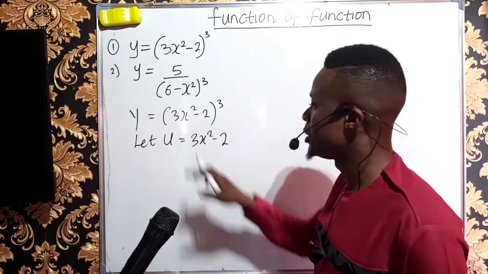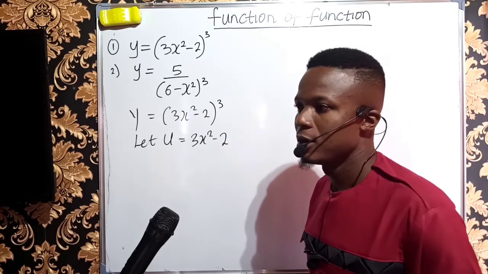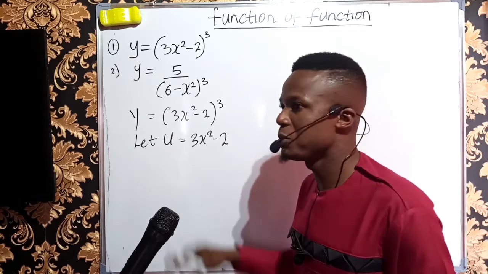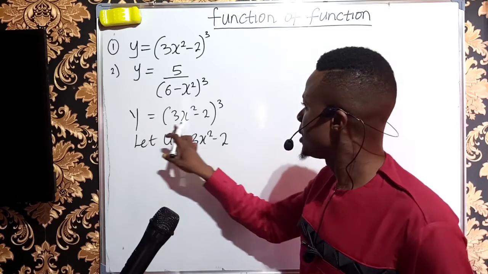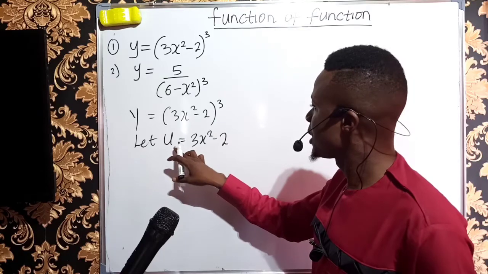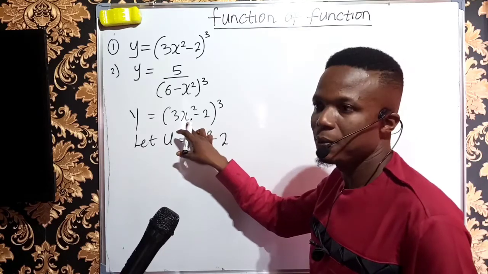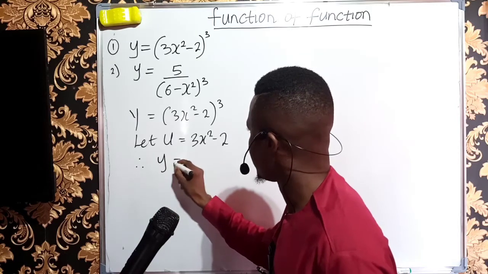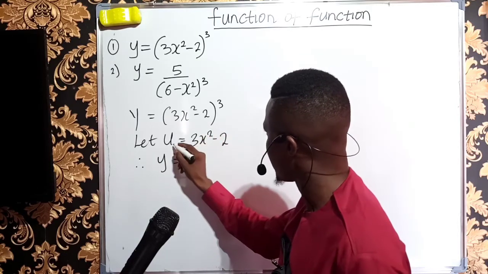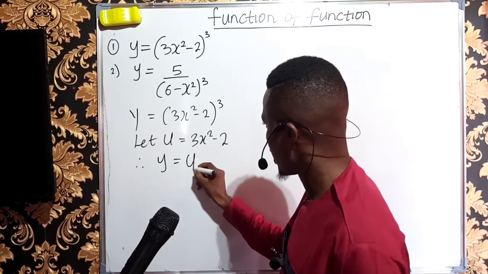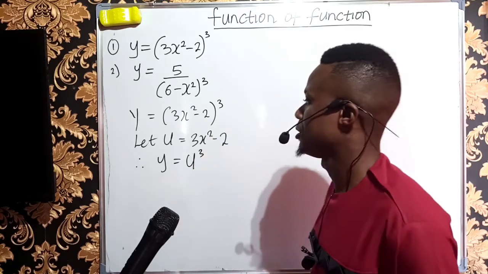You can let it be u or any letter you prefer. But in this derivative, we prefer u so much. So if y is (3x² − 2)³, and we say that u is the item in the bracket, therefore you can now write that y is u to the power of 3. So you have that y is u³.